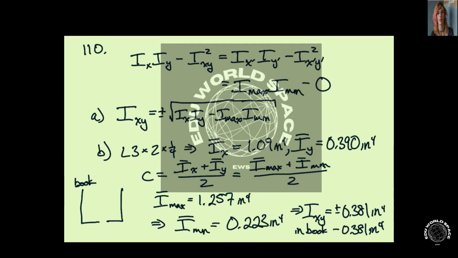So we're asked to look at this angle, and from the book we got these two things. Okay? And so here is our second invariant, which is the center, which we can calculate from these two. And then we also know that it must be the same no matter what axes we're looking at. And so again, the principal axes say that the average of the max and the min has to be C.